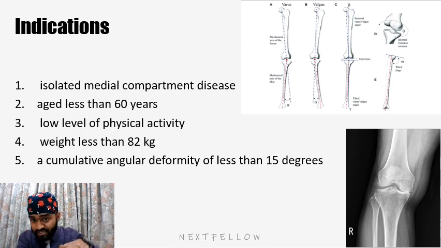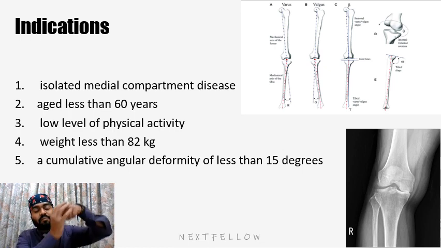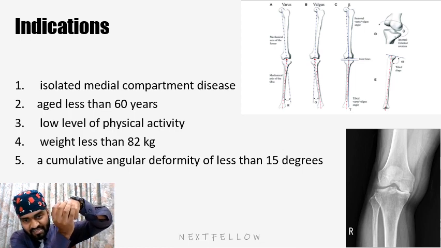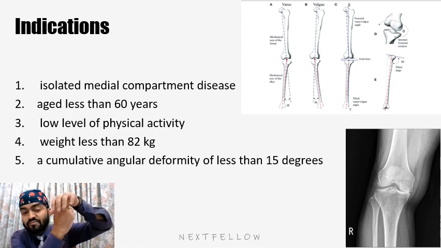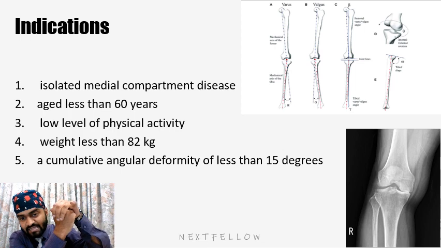Weight of the patient should be less than 82 kgs. And the cumulative angular deformity should be less than 15 degrees. Now, we can see in this X-ray that there is a medial compartment disease. Now, what do you see here? We see that the medial femoral surface and the tibial femoral surface has a lot of wear and tear.